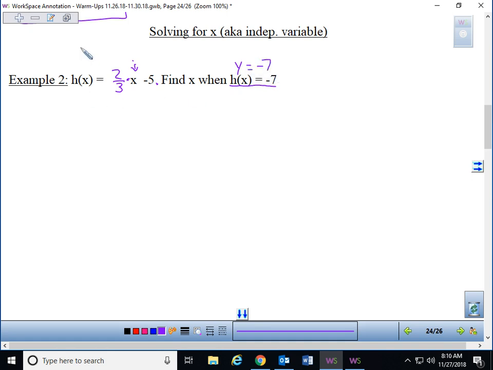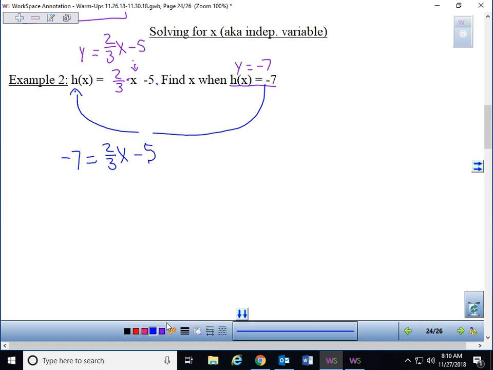And really we'd have the equation y equals 2/3 x minus 5. This is no different than a chapter 1 problem. You're substituting, which means you're plugging in the value of negative 7 for h of x, or the y if you'd like to think of it that way. So what you're doing is having negative 7 equal 2/3 x minus 5. And then you're solving for x. So you're undoing addition and subtraction first, so I'm going to move this minus 5 by adding it.